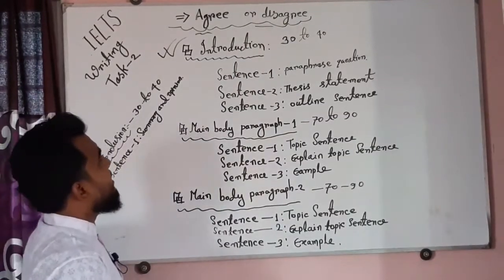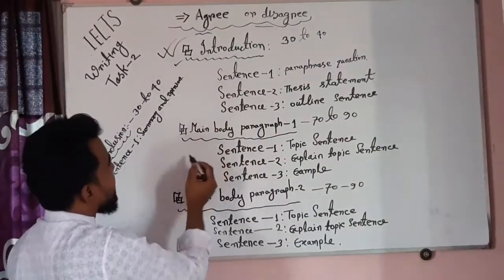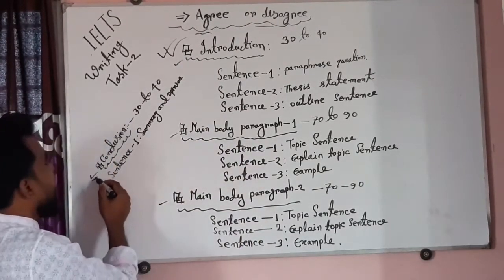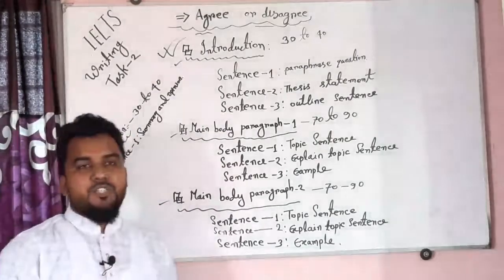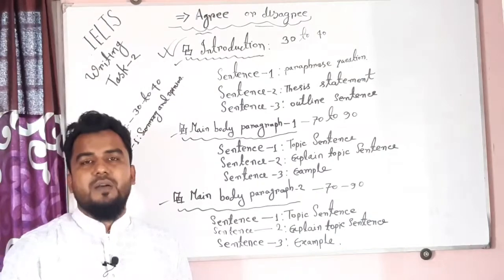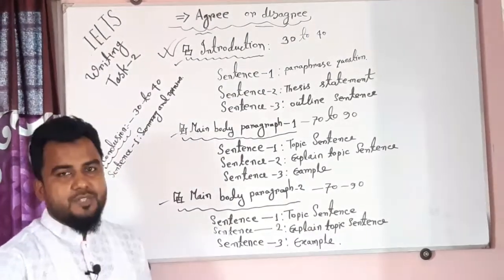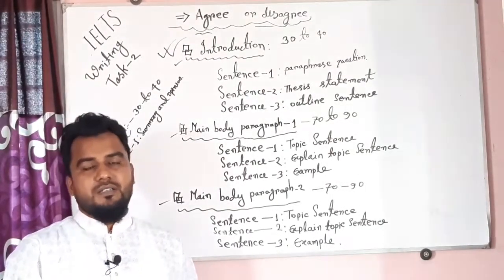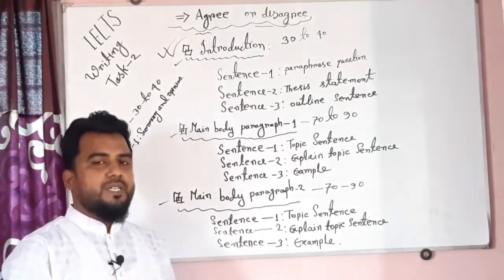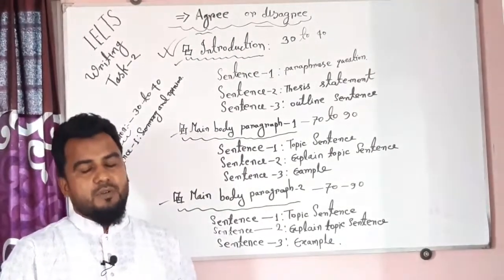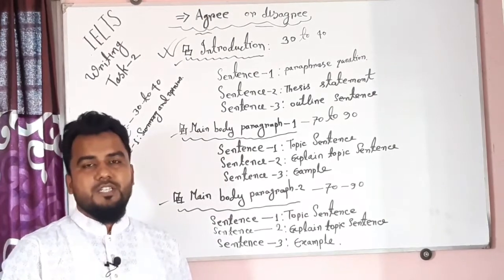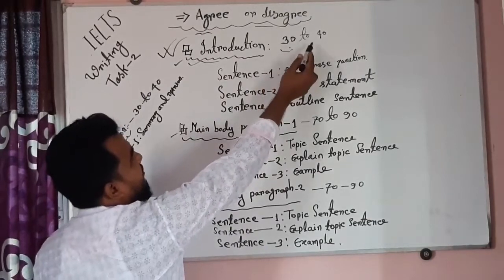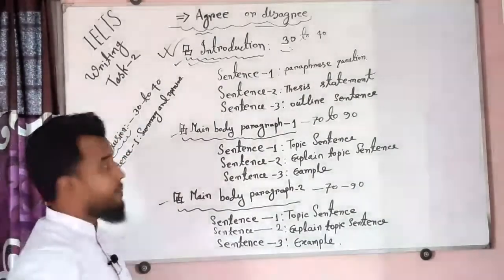Here you can see there are four parts: introduction, main body paragraph 1, main body paragraph 2 and the conclusion. At first we have to memorize the introduction. In the introduction you must write 30 to 40 words overall.